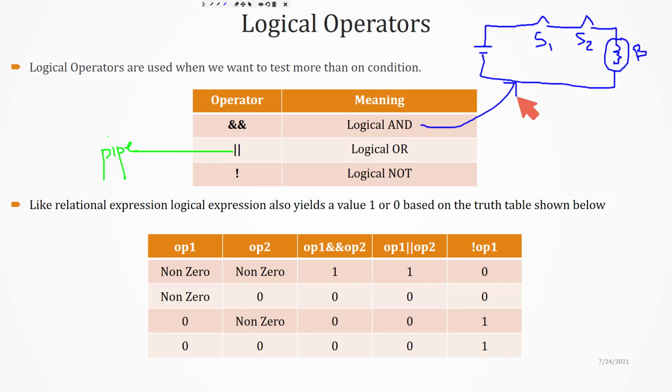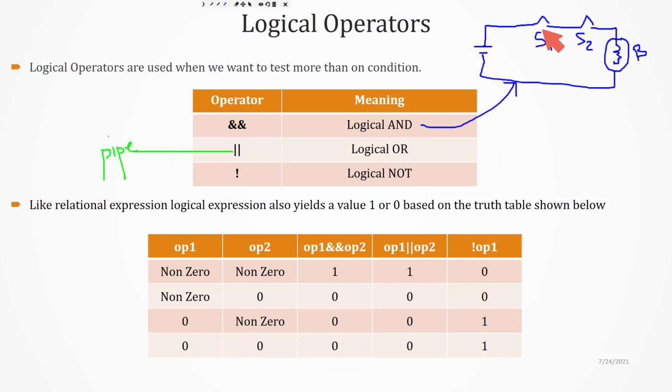Advait. Yes, sir. So when will the bulb be turned on? When the circuit is closed. Okay, very good. So when will the circuit get closed? When S1 and S2 are both on. Exactly. Very good. When switch 1 and switch 2 are turned on, the bulb will be glowing. That is logical AND.